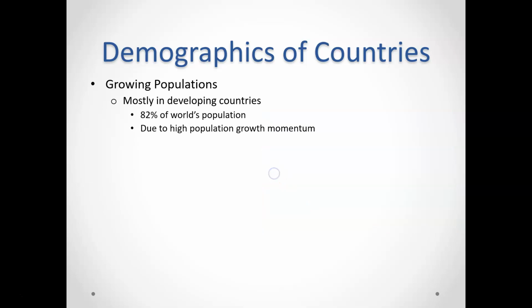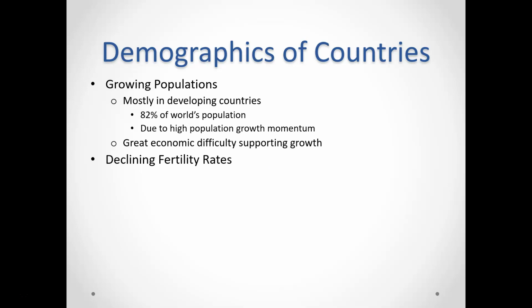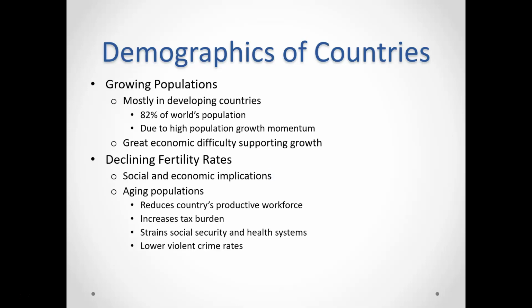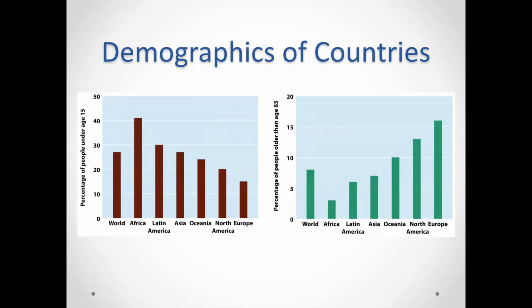So growing populations, we know, are mostly in developing countries. They have 82% of the world's population, and it's mostly due to high population growth momentum. But there's a lot of economic difficulty in supporting that growth. In order to bring down those fertility rates, it's very complicated. There are both social and economic implications, and it becomes relatively difficult to do.